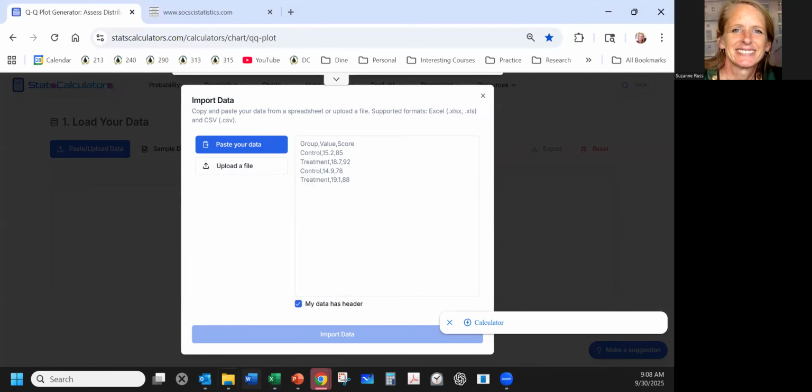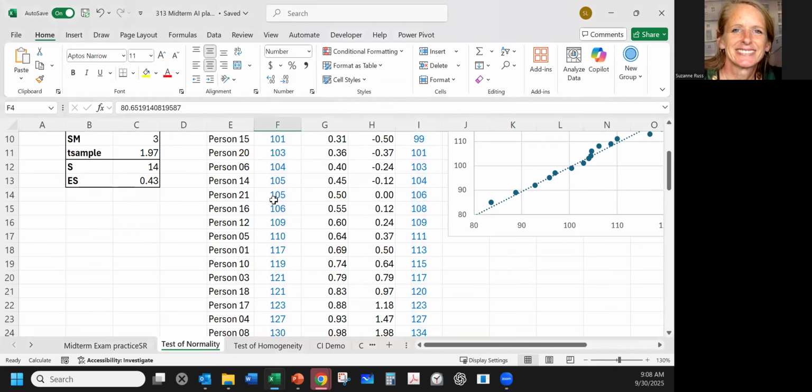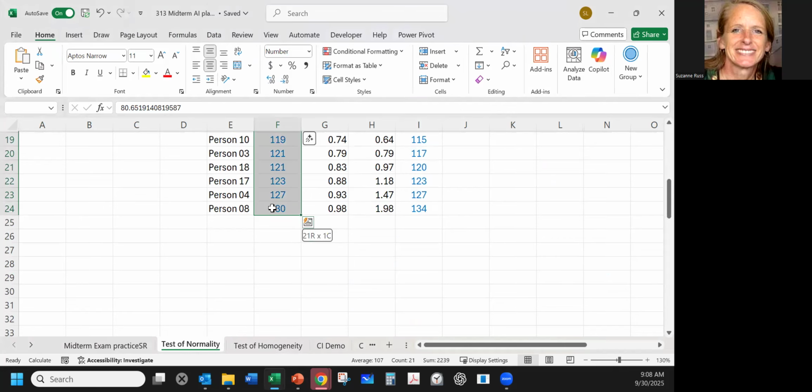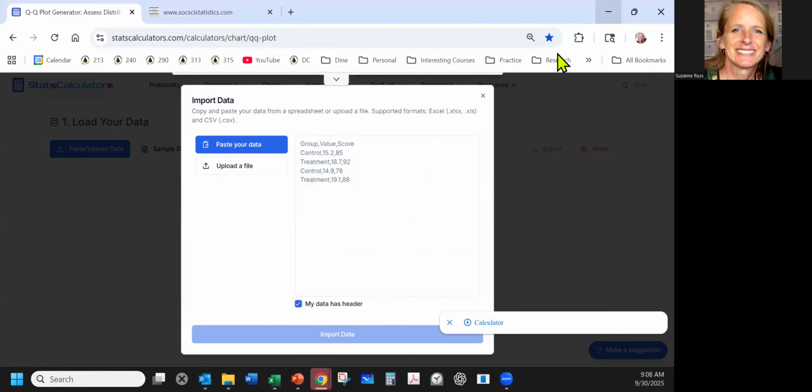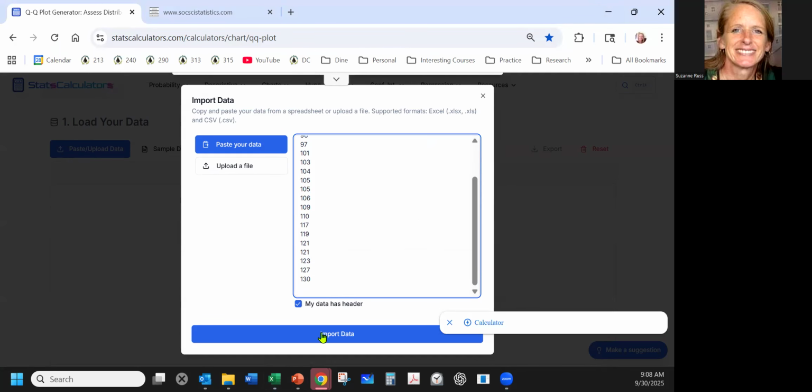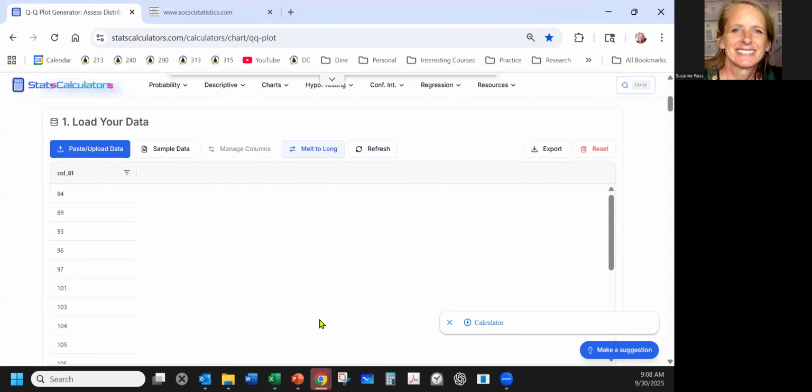So all I'm going to do is paste the data. So what we're pasting is actually our raw data. So we'll grab that raw data, copy it, and then let's put it into this tool. I'm just going to ignore all the stuff that's here and just paste it. And there we go, and we'll push import data. Now we can just scroll down.